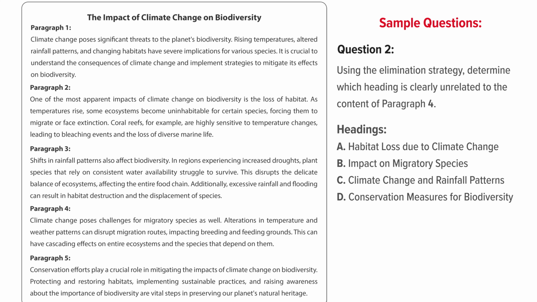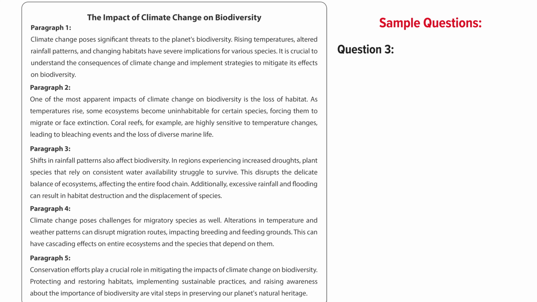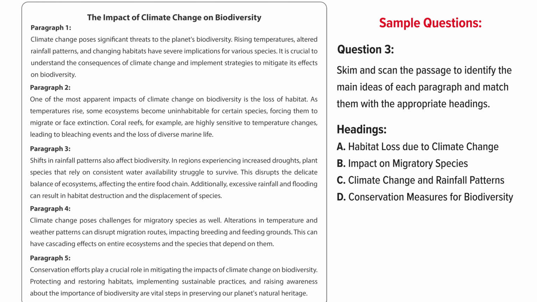Question 2. Using the elimination strategy, determine which heading is clearly unrelated to the content of paragraph 4. Question 3. Skim and scan the passage to identify the main ideas of each paragraph and match them with the appropriate headings.